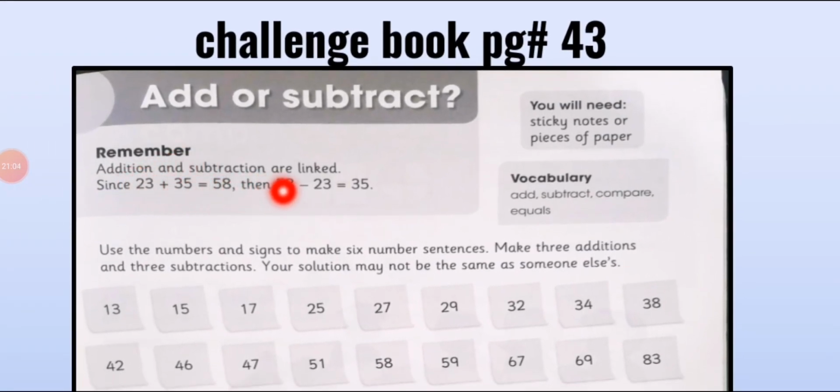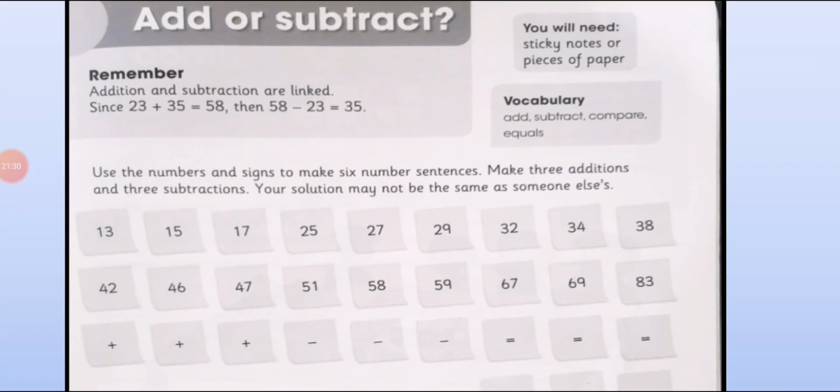Remember, addition and subtraction are linked. Since 23 plus 35 is equal to 58, then 58 minus 23 is equal to 35. So we can add two numbers, get the total, and use this number in subtraction also. We take the total number and subtract one of the numbers from the pair, and we get the other number in answer. So it means subtraction and addition are linked to each other.